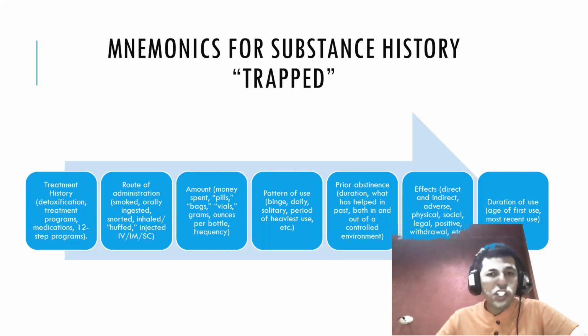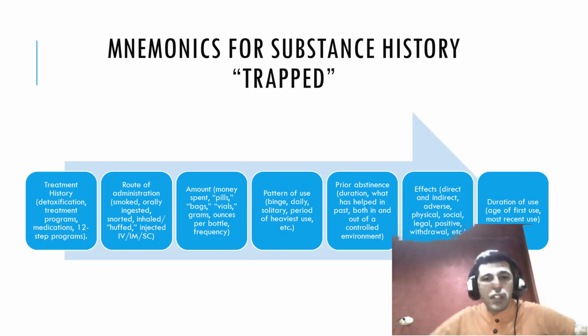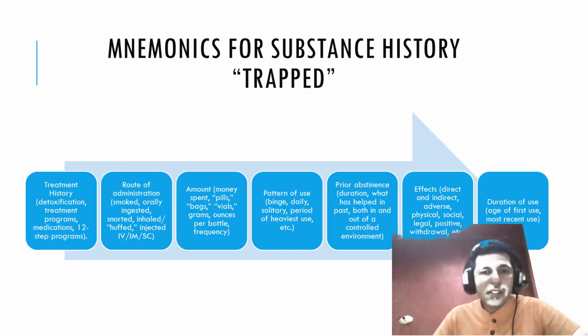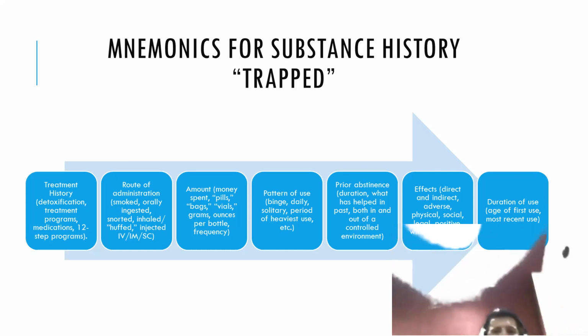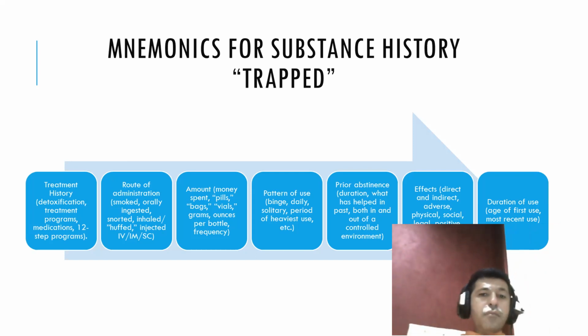The route of administration: you have to ask the patient how he takes these drugs, whether by smoking, orally, snorting, inhalation, or injection. Then the amount, including the money he spent on this, or maybe also the time he spent on this. You have to ask him about this.